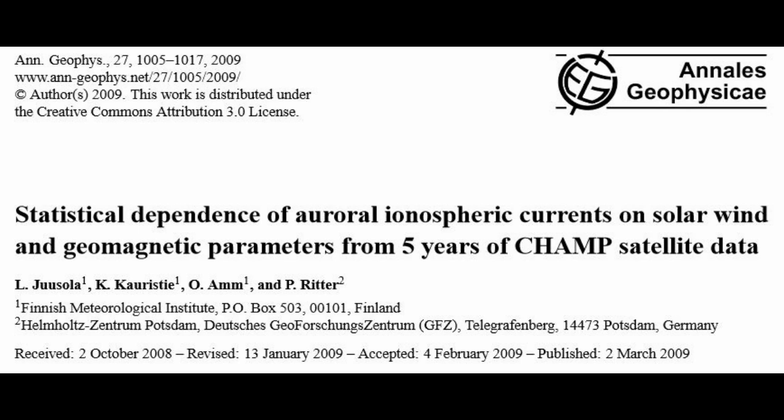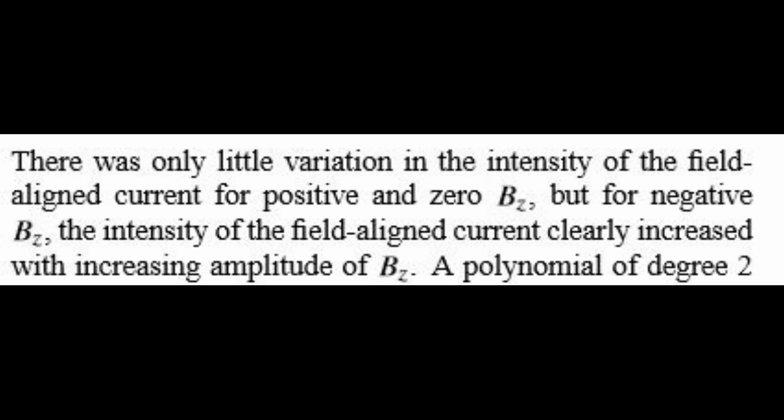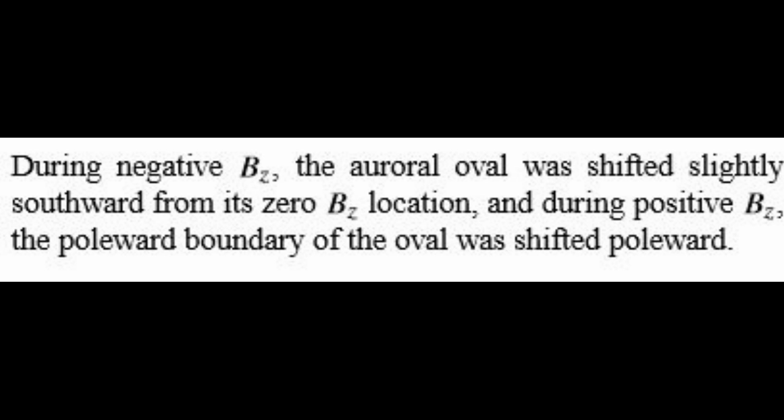That makes sense. So then here is the first paper that I found from 5 years of CHAMP satellite data. And I'm going to link to all this stuff, obviously. So there was only little variation in the intensity of the field-aligned current for positive and 0 BZ. But for negative BZ, the intensity of the field-aligned current clearly increased with increasing amplitude of BZ. It said this is just an overall trend. So during negative BZ, the auroral oval was shifted slightly southward from its 0 BZ location. And during positive BZ, the poleward boundary of the oval was shifted poleward.